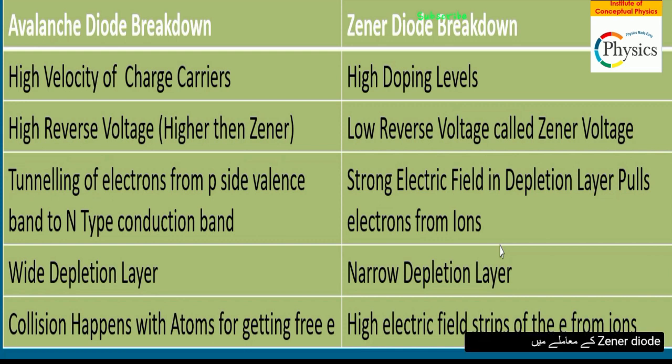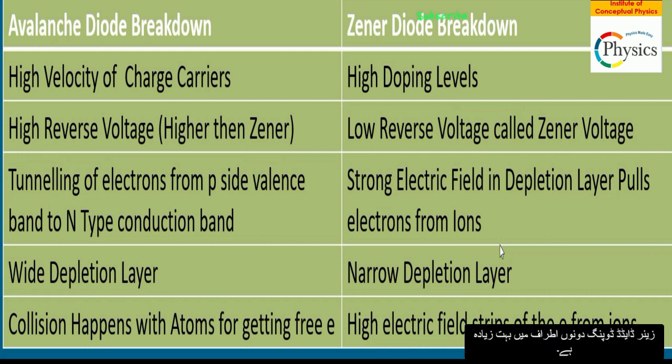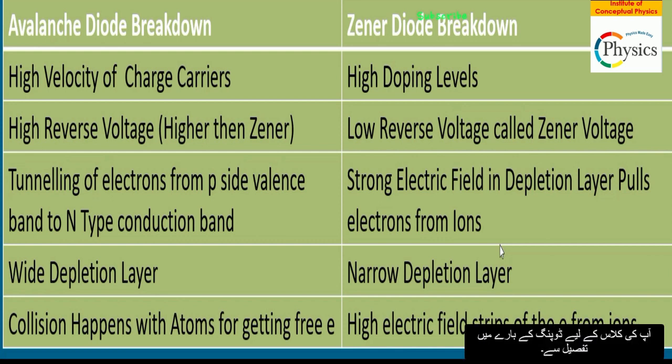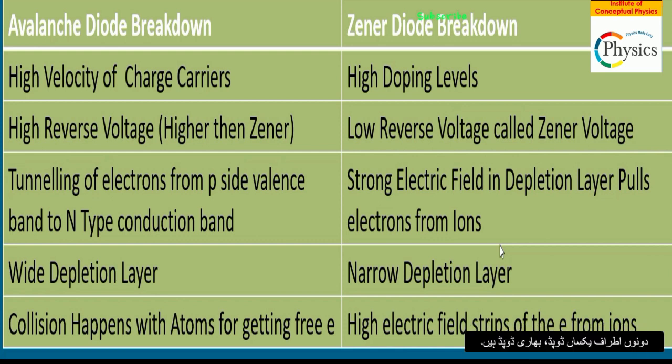And in the case of Zener diode breakdown, the strong electric field pulls the electrons from the ion. You can see the last point of the Zener diode is one and the same thing. And then of course, in the avalanche diode breakdown, the depletion layer is wide because the doping is poor. In the Zener diode, the doping is very high on both sides. We will not get into a lot of detail about doping for your class. Both sides are equally, heavily doped. The depletion layer is therefore very small.